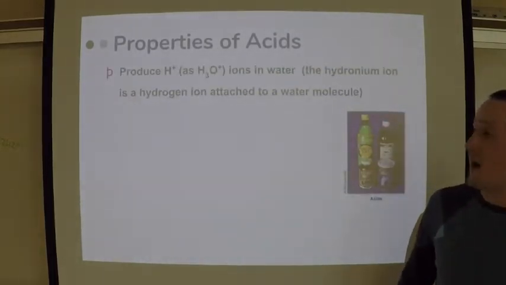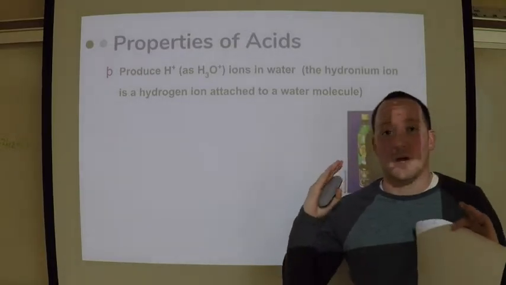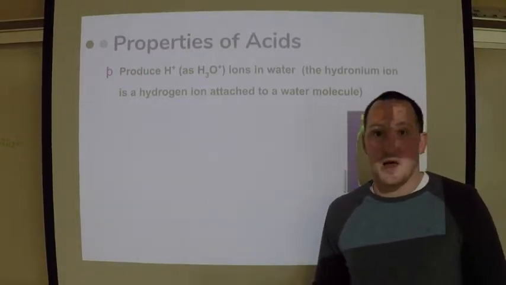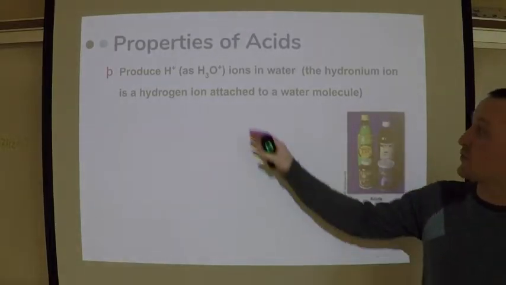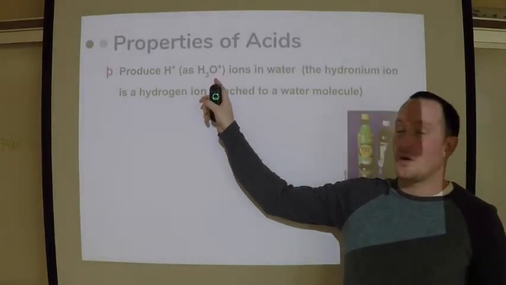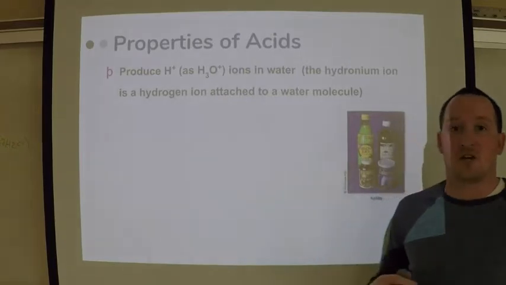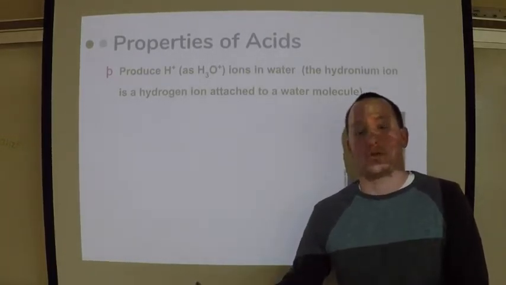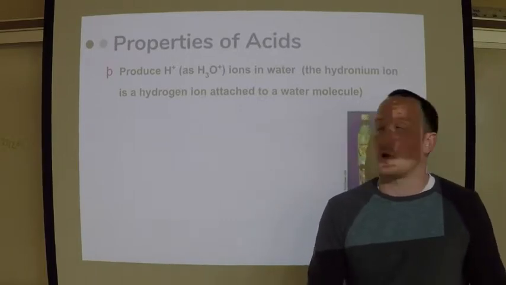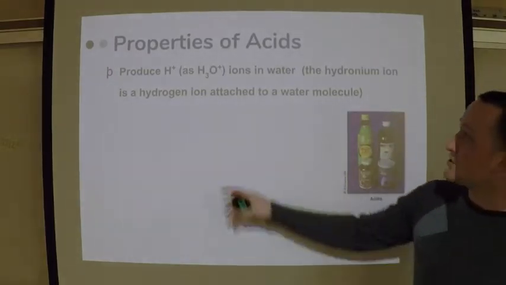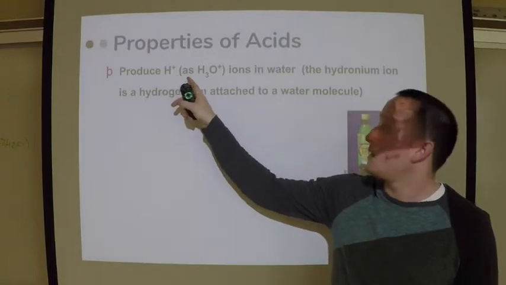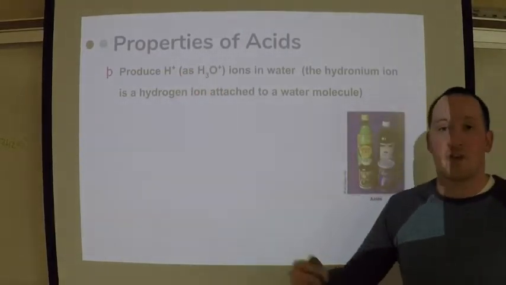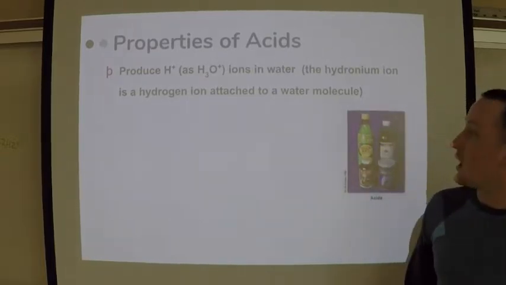So acids, probably the biggest property, the thing that you guys need to have memorized, is acids produce H plus ions in solution. We also can call that H3O plus. I will use those two things interchangeably throughout this entire unit. If I say H plus, I mean H3O plus. If I say H3O plus, I mean H plus. So H plus is just called a hydrogen ion. H3O plus is called hydronium ions. But really they mean the same thing.